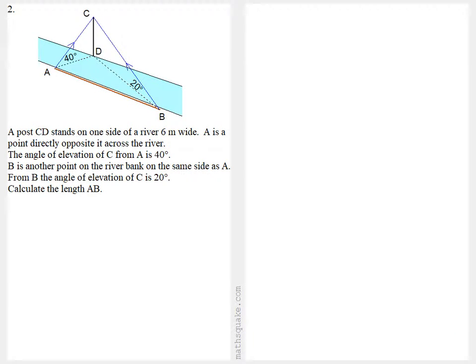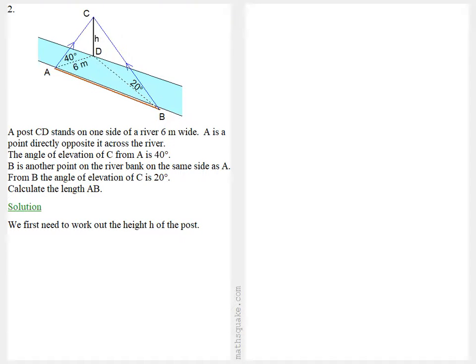In question 2, we're given a diagram and we're told a post CD stands on one side of a river 6 meters wide. A is a point directly opposite it across the river. The angle of elevation of C from A is 40 degrees. B is another point on the river bank on the same side as A. From B, the angle of elevation of C is 20 degrees. Calculate the length AB. Well, to solve this, we first need to work out the height h of the post.